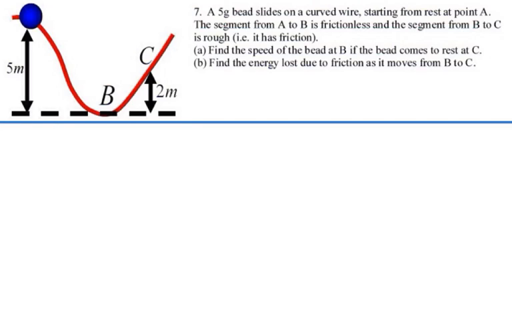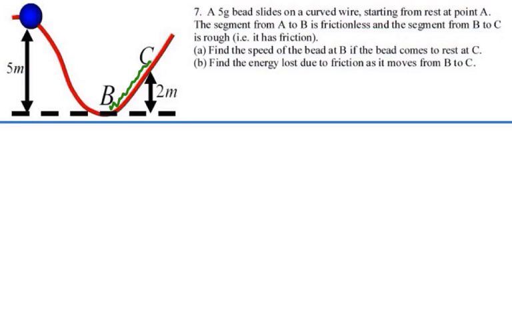Here's problem number 7, sample test 2. A 5-gram bead slides on a curved wire starting from rest at point A. The segment from A to B is frictionless, and the segment from B to C is rough. In other words, it has friction. Let's write that in. This is going to be rough over here. Find the speed of the bead at B if the bead comes to rest at C.